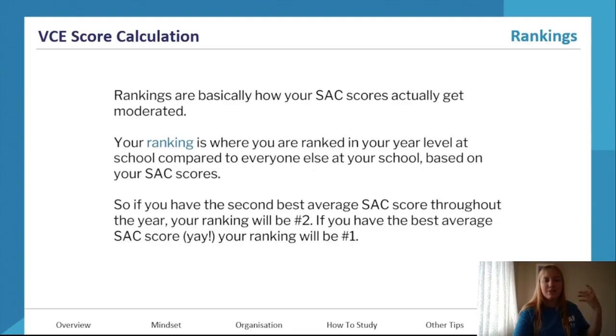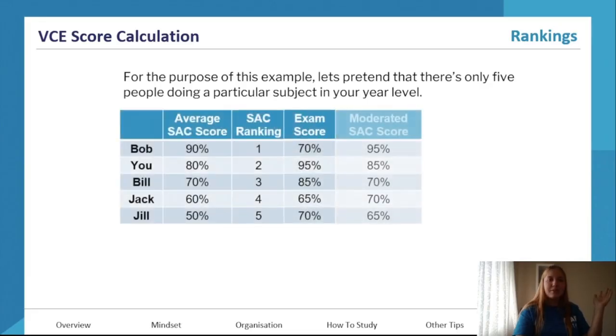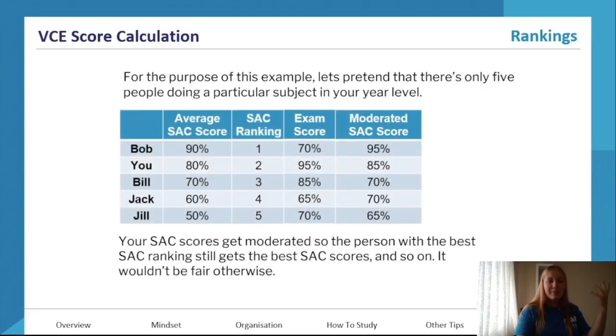Rankings are basically how your SAC scores actually get moderated. Your ranking for a subject is where you are ranked in your year level at school, compared to everyone else at your school, based on your SAC scores. So if you have the second best average SAC score throughout the year, your ranking will be number 2, and if you have the best average SAC score, your ranking will be number 1. For the purpose of this example, we're going to pretend that there are only 5 people doing a particular subject in your year level. We see how they've been ranked based on SAC.